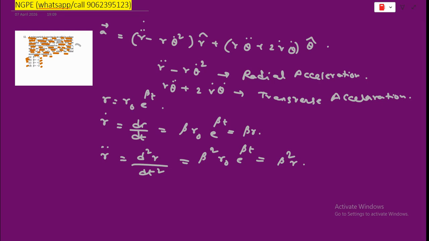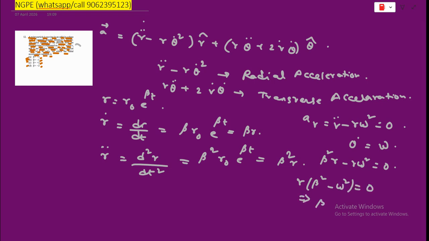Now the problem says the radial acceleration vanishes, right? So this means what? This means, right? Now we all know that. So plug in what we found. Now factor out the r, because r naught is not equal to 0 unless the particle is dead at the origin. So beta square equal to omega square.